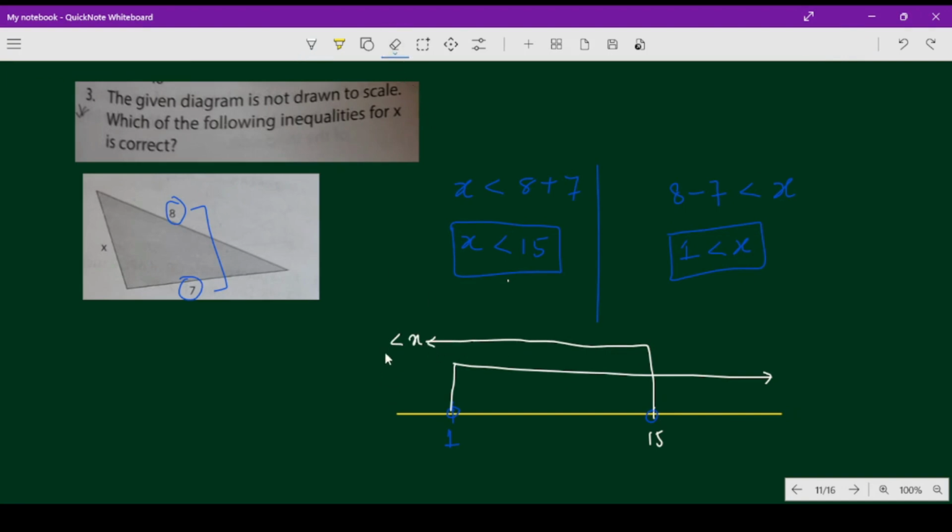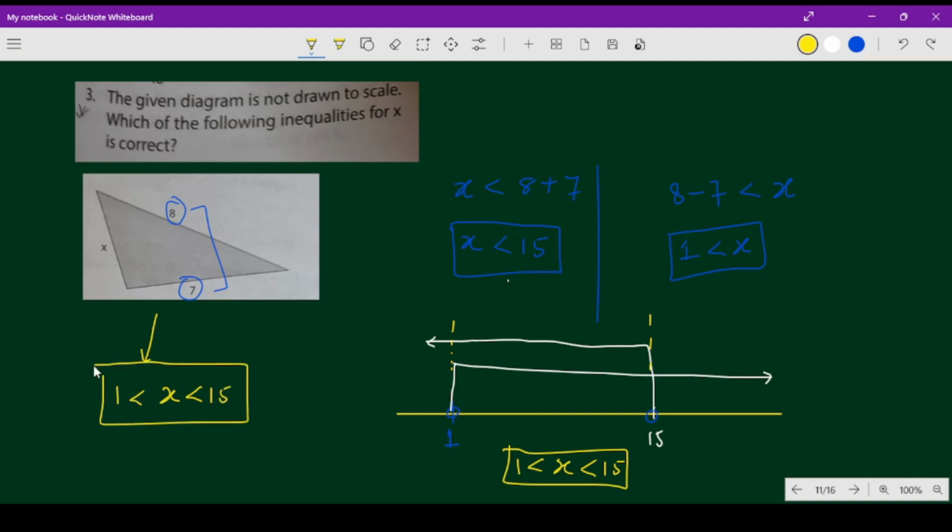So for these two regions, if we look for the common one, the common part is from here to here. It means the value of x is less than 15 and greater than 1. So the possible values of x are between 1 and 15. Both 1 and 15 should not be included.